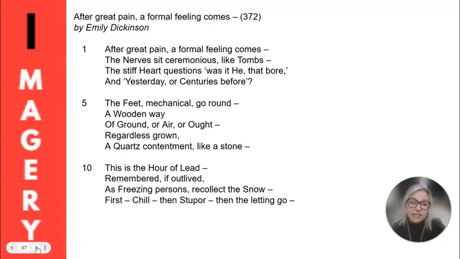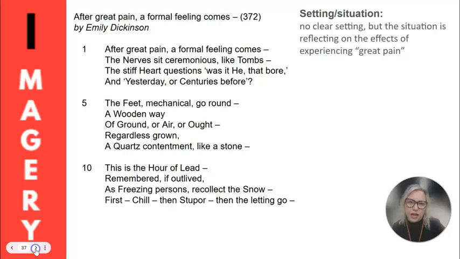All right, Emily Dickinson did not title her poems, so that's why we call it "After Great Pain, A Formal Feeling Comes," or 372. It's the first line of the poem. All right, so we're looking at imagery. The first step is to make sure we understand the literal meaning of the poem, right? So doing the SCA in SCASI will help us to do that.